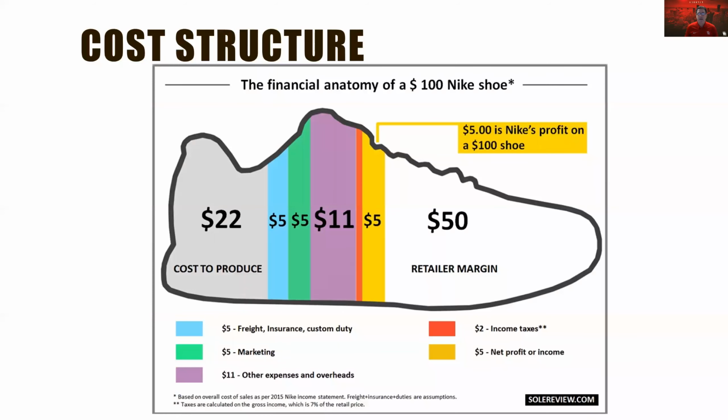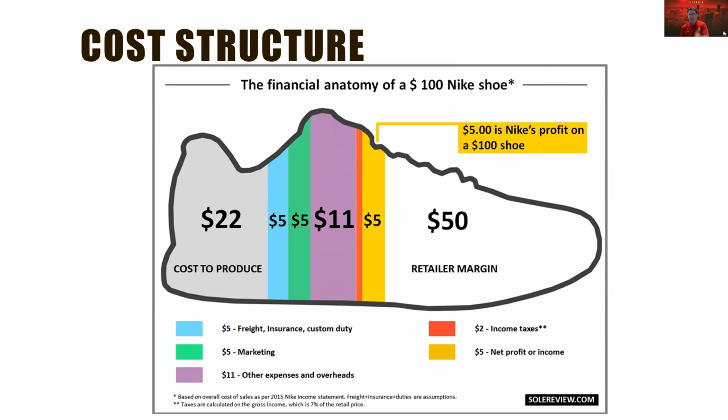So let's look at this Nike shoe, the financial anatomy of a $100 Nike shoe. You can see that $5 is Nike's profit on a $100 shoe. $50 goes to the retailer margin, which is why if Nike can sell more online, they make more money, because that whole retail margin is cut out, and that actually now goes to Nike. So it would help them make a lot more money.